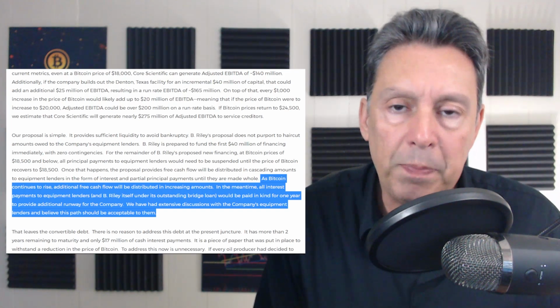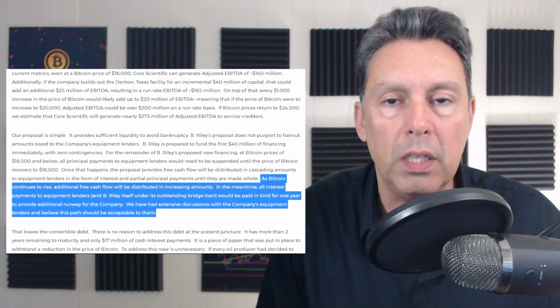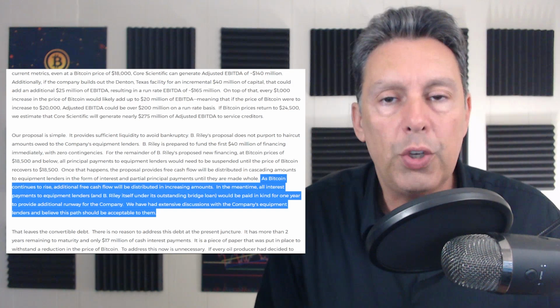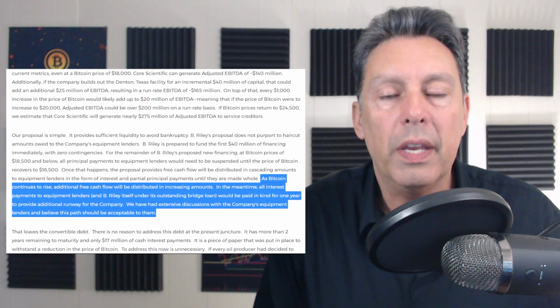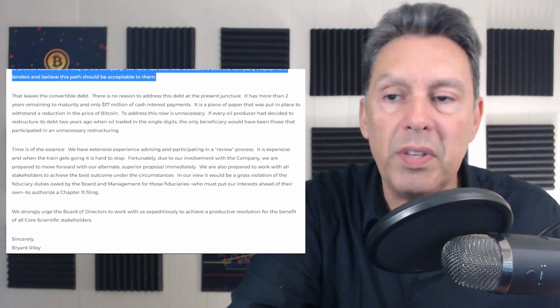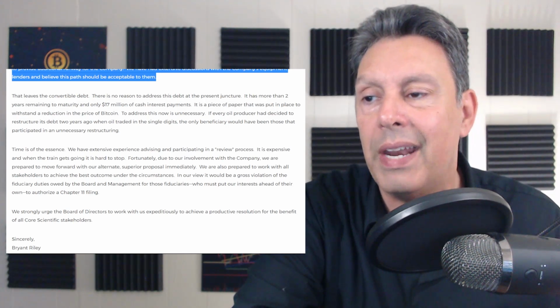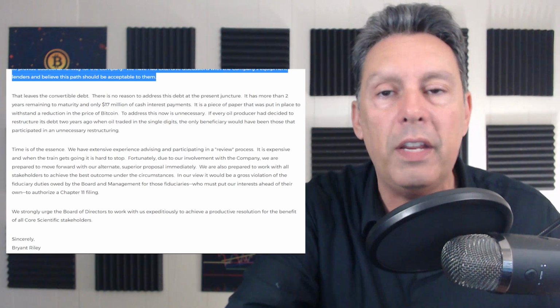Obviously, they must be in advanced stages of talking to these people, or they would not be putting out an open letter to shareholders, lenders, etc. Okay, so they say this leaves the convertible debt. There's no reason to address this debt at the present juncture. I'm not going to go any further than that.